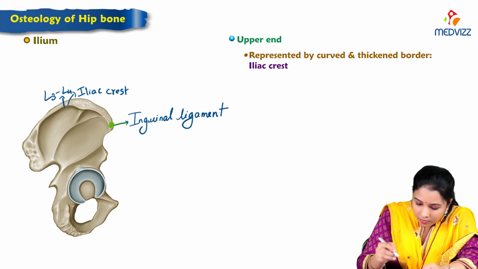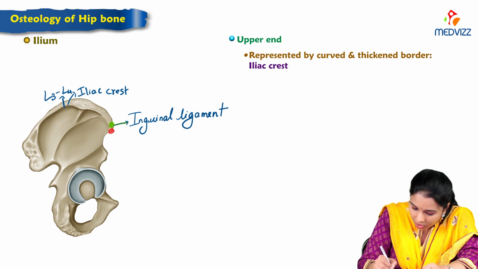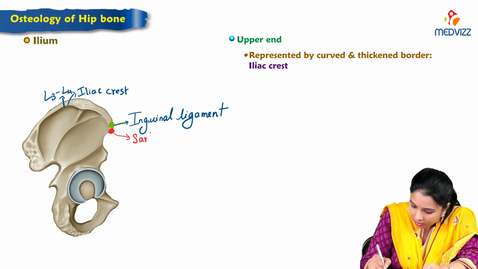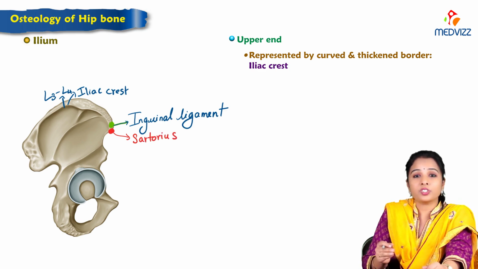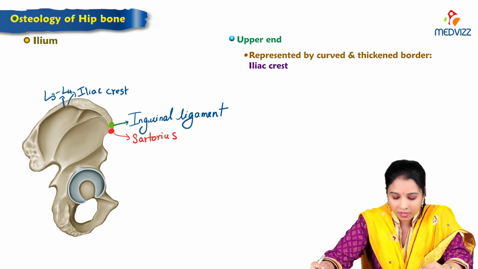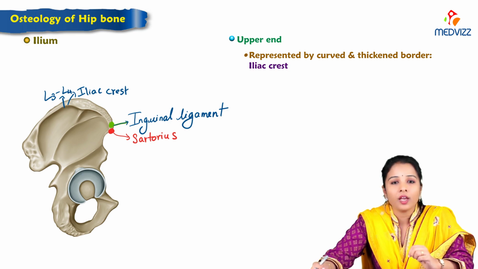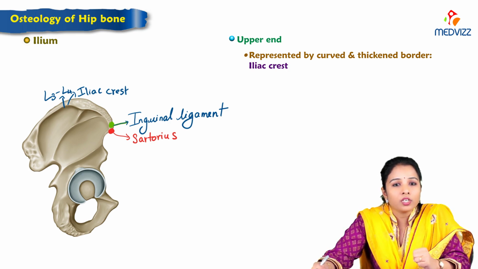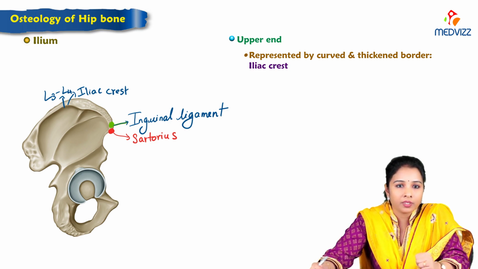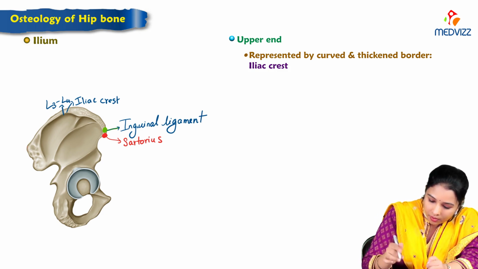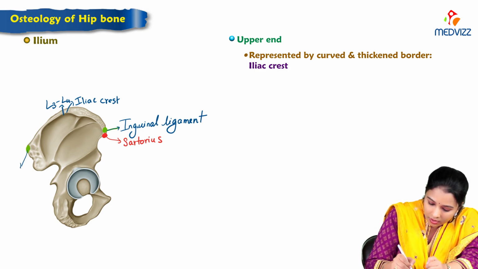And it gives origin to a muscle, provides attachment to a muscle which is called sartorius, which is the most superficial muscle in the thigh, runs obliquely, called sartorius. So these two structures get attached to the anterior superior iliac spine. Posterior superior iliac spine provides attachment to the sacrotuberous ligament. So this is the posterior superior iliac spine, which provides attachment to a ligament called the sacrotuberous ligament.